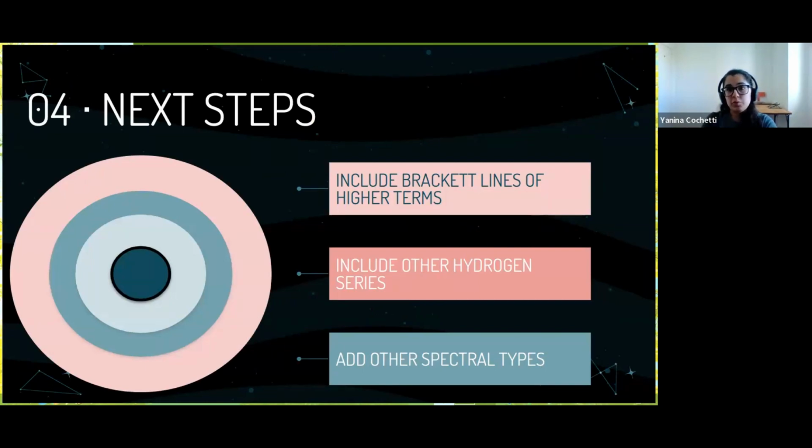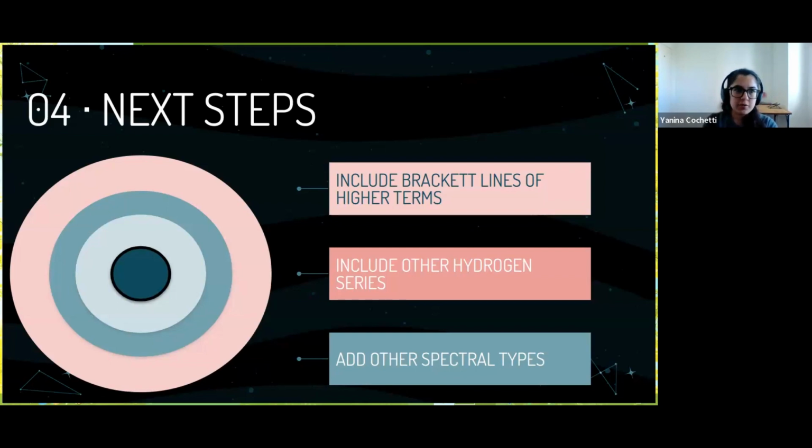So we want to include more lines because in our observations, we are going up to bracket 20 or more. And we are observing, for example, lines of the Humphrey series that with a 12 level atom we cannot model, because we need upper levels that are higher than 12. So we need to include more lines. We need to include more levels for the hydrogen atom.